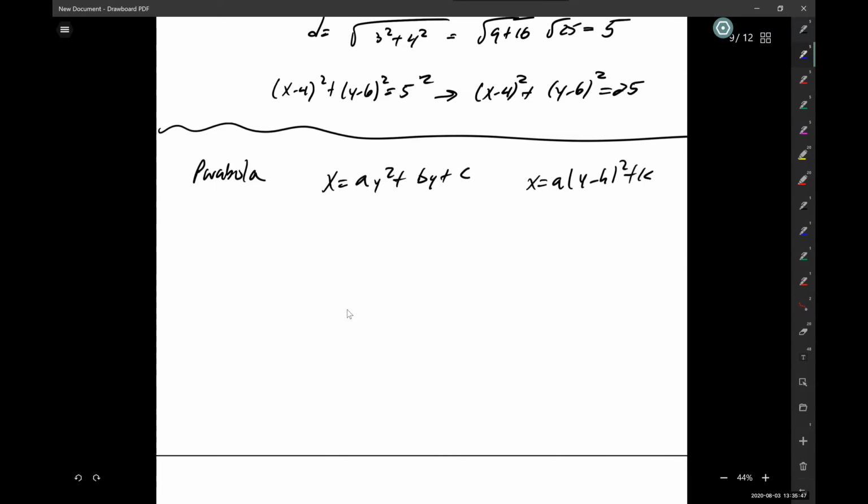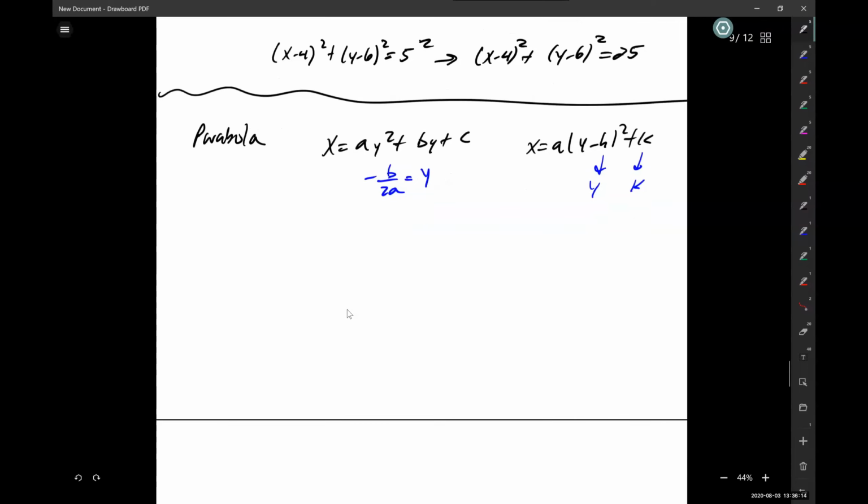For the standard form, we're always going to do what we did before, which is negative b over 2a. But just be careful that this is going to give me the y coordinate of the vertex. Likewise, if we look at this, this is going to give me my y coordinate and my x coordinate respectively, because we have this backwards when we're dealing with x equals functions. Okay, let's look at one of these.